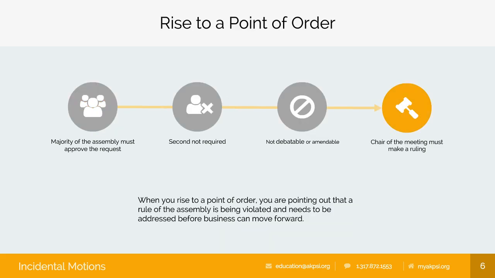If at any point during a meeting something occurs outside of the rules, you can rise to a point of order. When you rise to a point of order, you are pointing out that a rule of the assembly is being violated and needs to be addressed before business can move forward. If it is true, the chair of the meeting is obligated to enforce the rule. The maker may interrupt a speaker, and a second is not needed, nor is debate allowed. The ruling on a point of order has to be made by the chair.